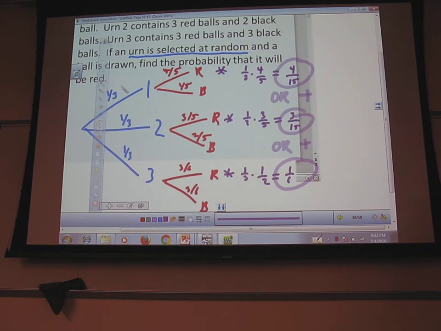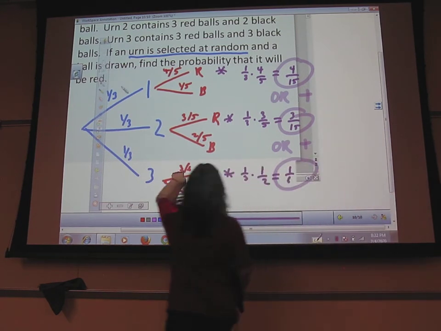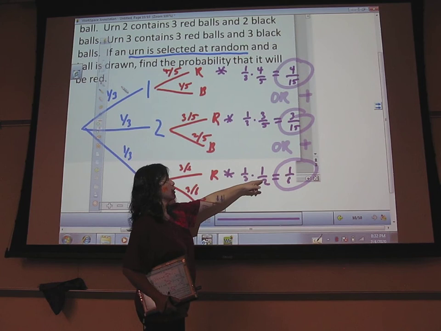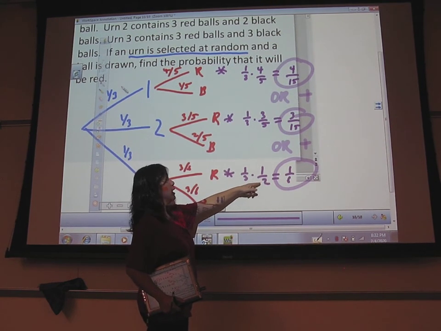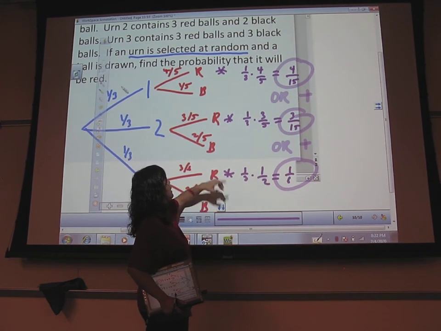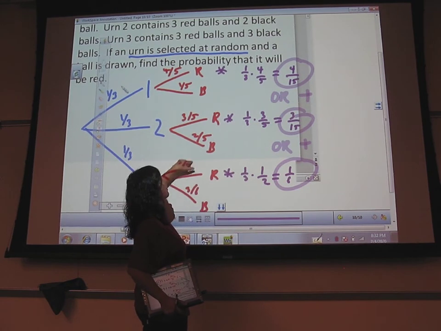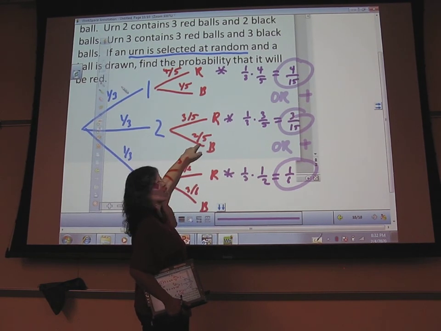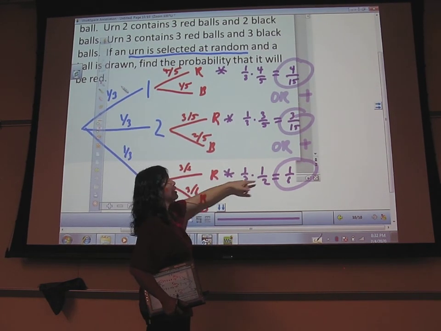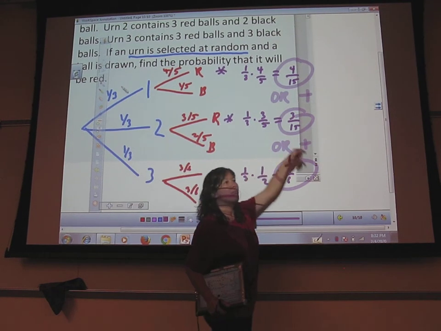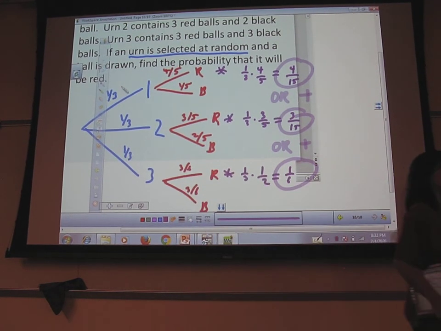Yeah? For the last one, for urn 3, I just shortened up the 3/6 to 1/2. Okay, so we can do that, that's fine. Well, normally I wouldn't, but because these are not the same denominators, I'm not going to get the same one anyways. I would have got 18ths, and 18ths and 15ths is a real pain in the butt to work with. Whereas 6ths is a little bit easier.